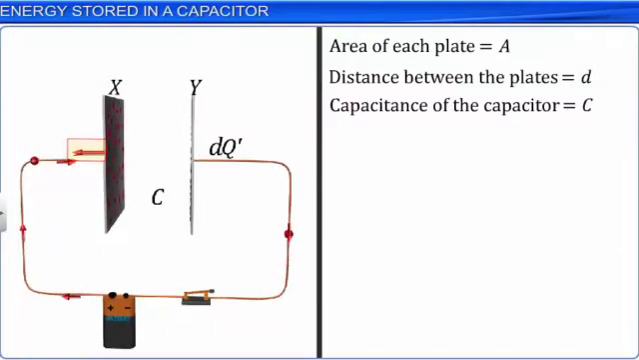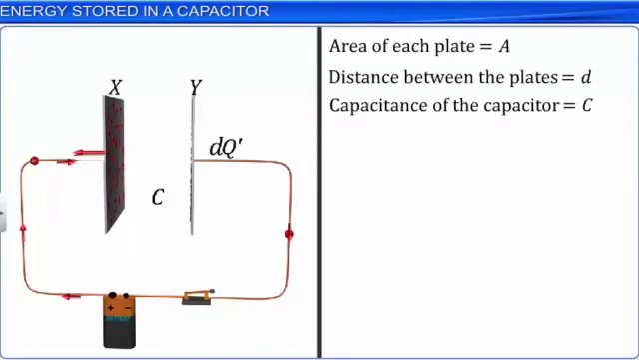Therefore, as charge accumulates on plate X, this repulsive force on the charges being transferred increases, and hence the amount of work done to transfer charge also increases. This work is actually done by the battery at the expense of its stored chemical energy. The work done to charge a capacitor is stored as electrostatic potential energy, U, in the capacitor.